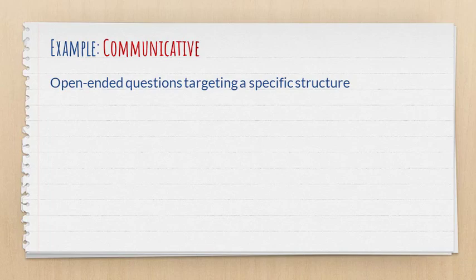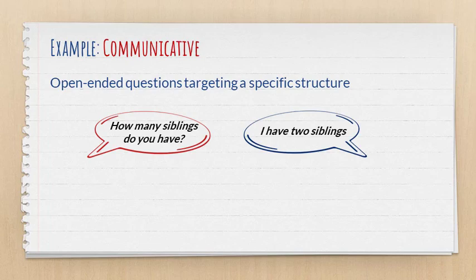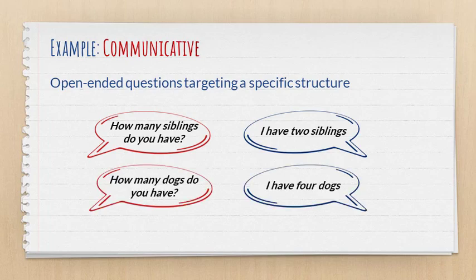For example, how many siblings do you have? I have 2 siblings. How many dogs do you have? I have 4 dogs. The teacher doesn't know what the student will say. The student is in control of the information they are providing. But once again, there's no purpose for collecting this information. This is just to practice, most likely to practice the verb to have.